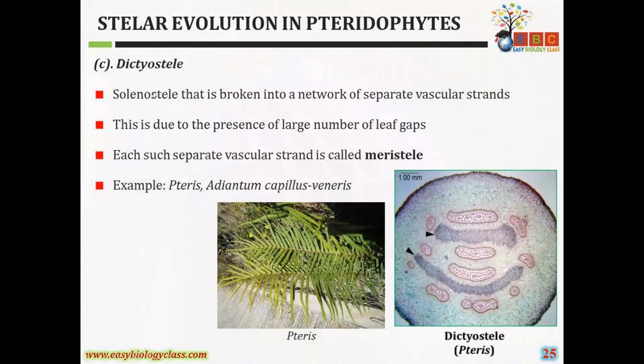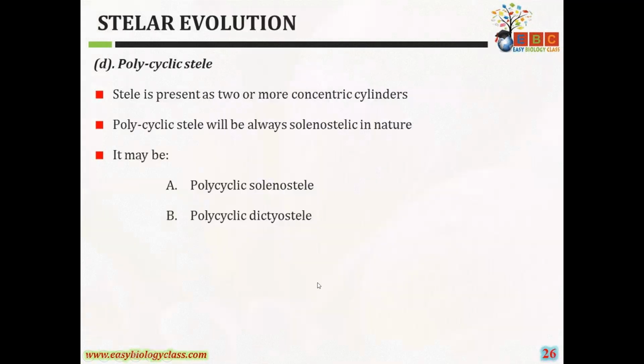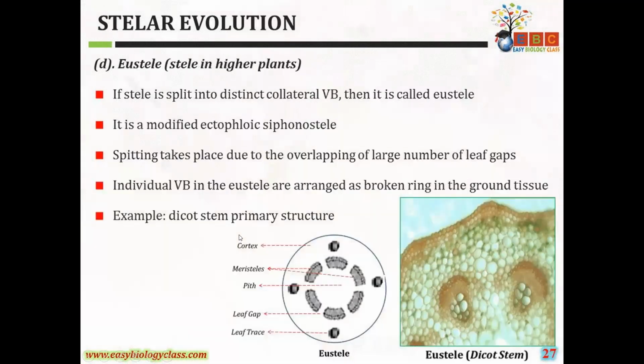Dictyostele means a solenostele that is broken into a network of separate vascular strands. This is due to the presence of a large number of leaf gaps. Each such separate vascular strand is called a meristele. An example is Pteris, Adiantum. Polycyclic means the stele is present as two or more concentric cylinders. A polycyclic stele will always be solenostelic in nature, so it may be a polycyclic solenostele or a polycyclic dictyostele.